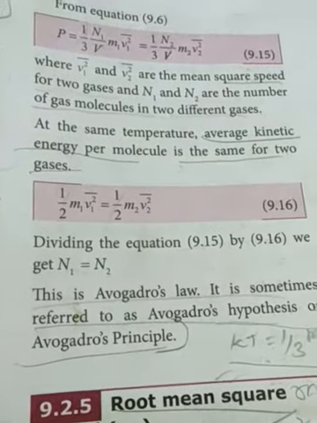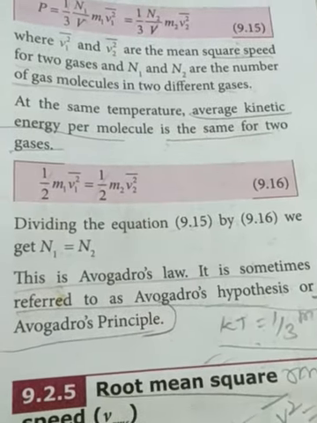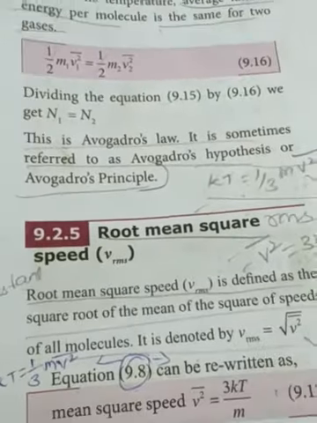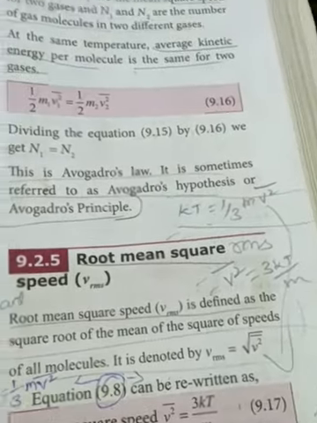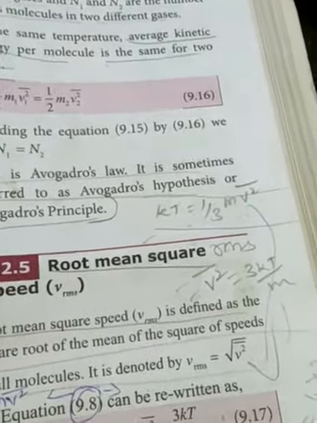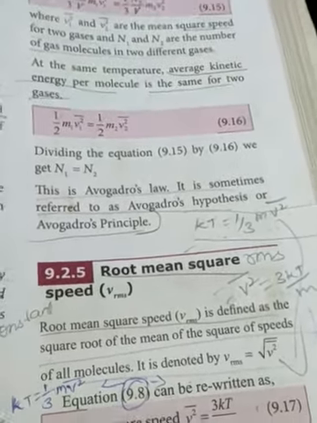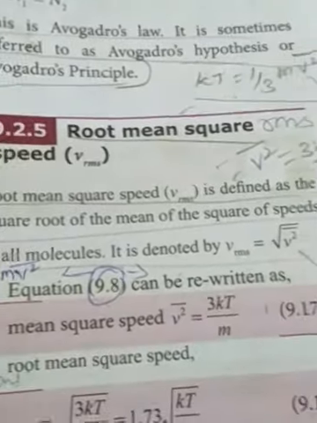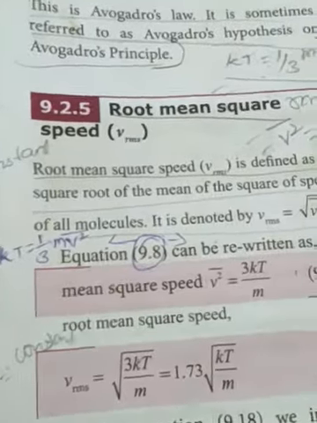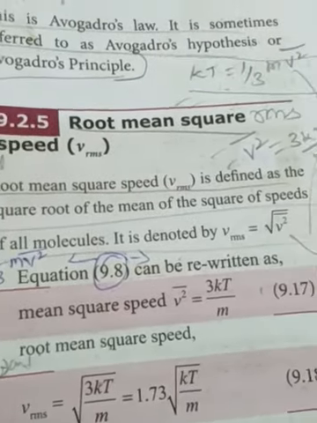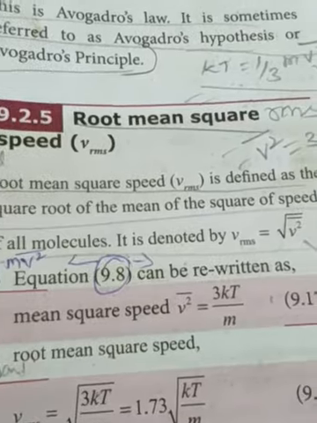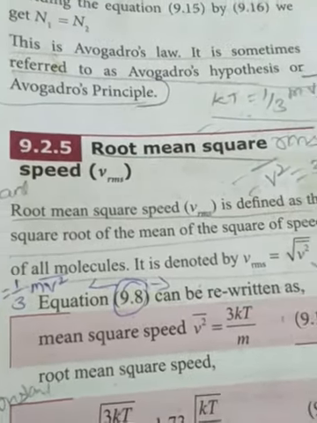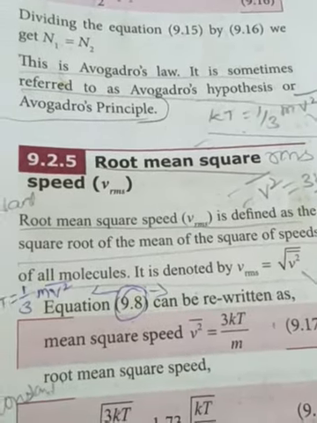It is sometimes referred to as the Avogadro hypothesis or the Avogadro principle. Next, root mean square speed. We write it as VRMS. VRMS means root mean square, the short form. Root mean square speed is defined as the square root of the mean of the square of speeds.